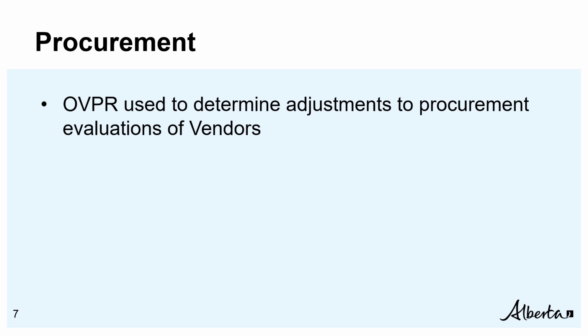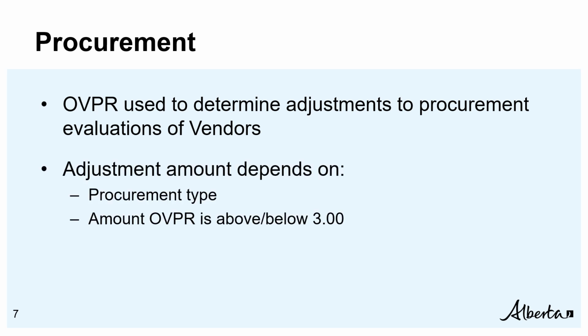Why do we calculate OVPR scores? When Alberta Infrastructure's procurement branch is in the process of procuring a vendor for a project, they use OVPR to determine adjustments to procurement evaluations of consultants, contractors, and design build vendors. While the adjustment is how Alberta Infrastructure can incorporate consideration of past performance into its procurement decisions, it is not intended to be the main determination and does not replace or outweigh value-based criteria or bid amounts.